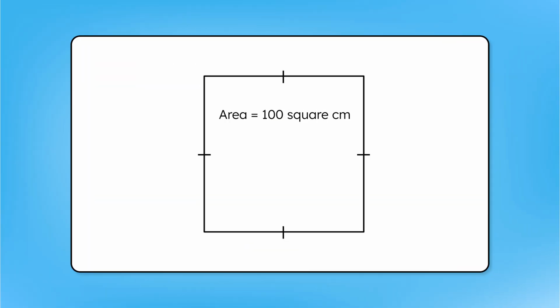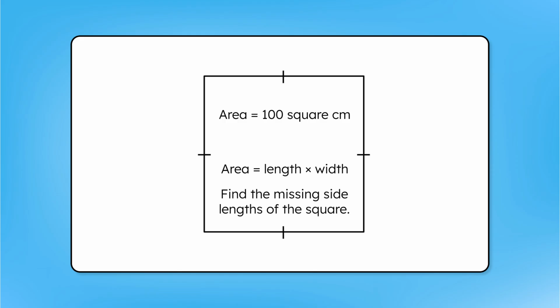This square has an area of 100 square centimeters, but none of the side lengths are labeled. Since a square is a type of rectangle, we can still find the area by multiplying the length times the width. And because all the sides of a square are equal, the length and width must be the same. Pause the video here to find the missing side lengths in your guided notes.